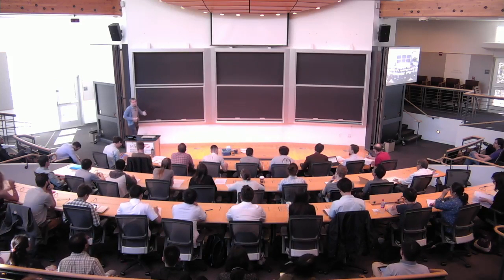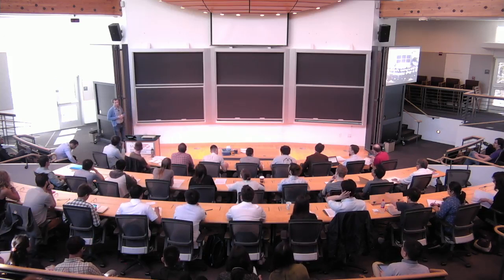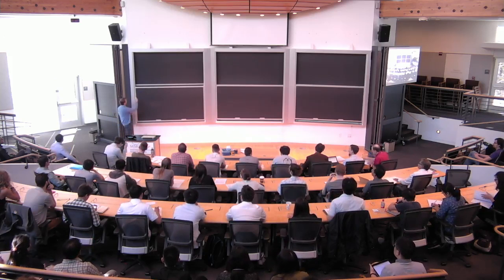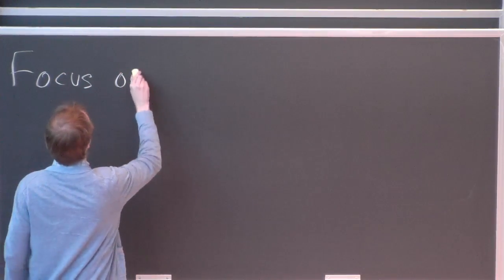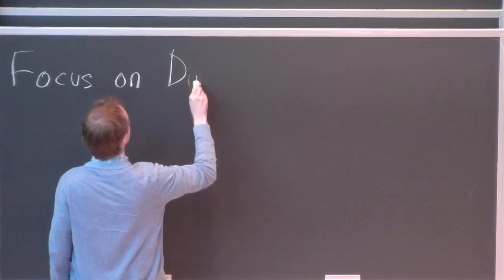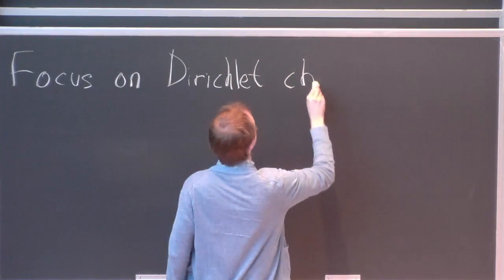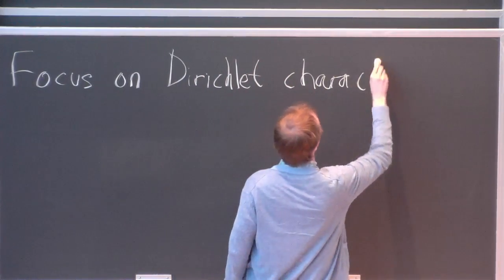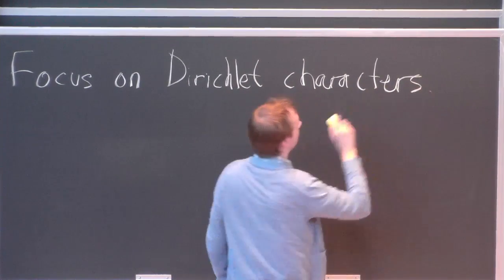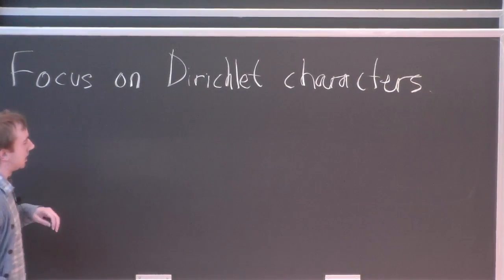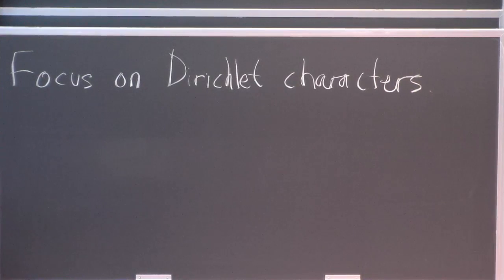Okay, so as you heard, the talk is about better than square root cancellation for multiplicative functions. And I'm going to focus on a specific kind of multiplicative function, which is Dirichlet characters. But the methods apply a bit more generally than that. So if people are interested in that, they can ask later.